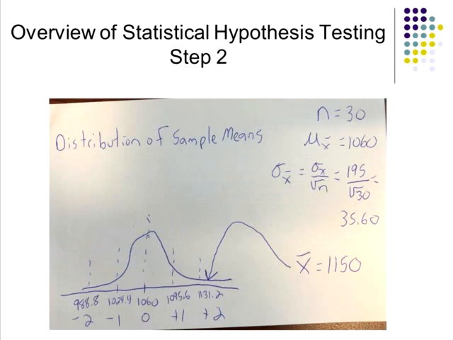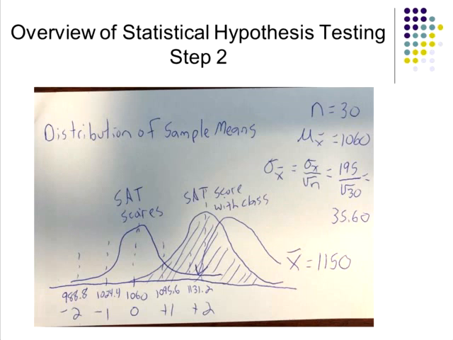Here's the thing. If I come to the conclusion that my sample of 1150 truly belongs in this distribution here, I'm effectively saying your SAT class did nothing. Sure, this is a high average that these kids got, but it's not high enough for me to believe that you actually made a difference. But if I conclude the opposite, that this 1150 belongs in this new distribution, then your class really truly made a difference.